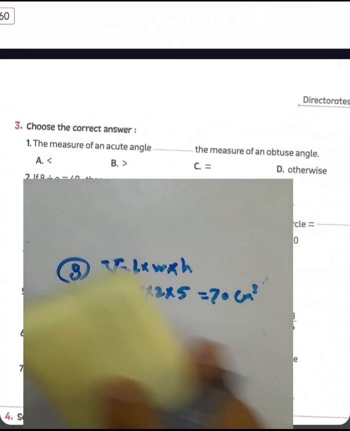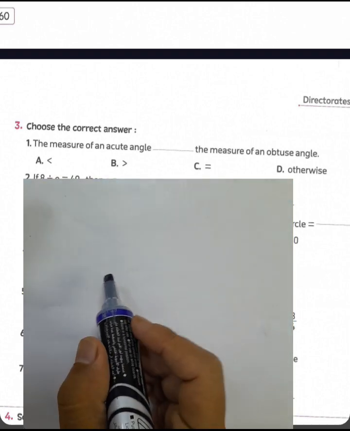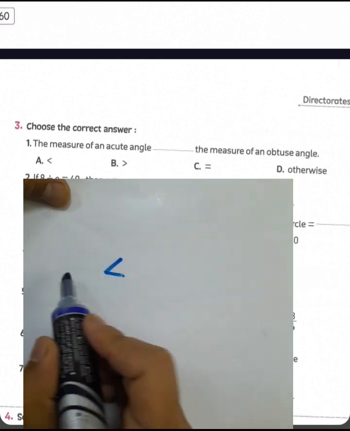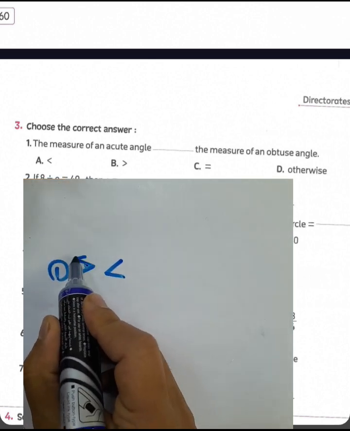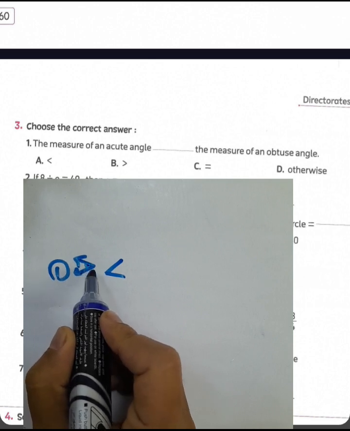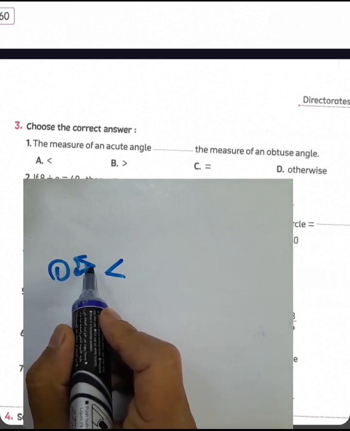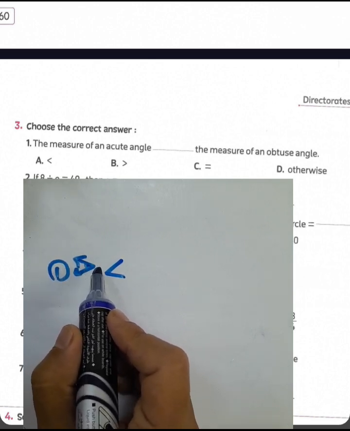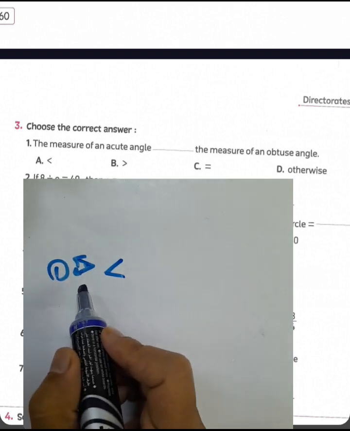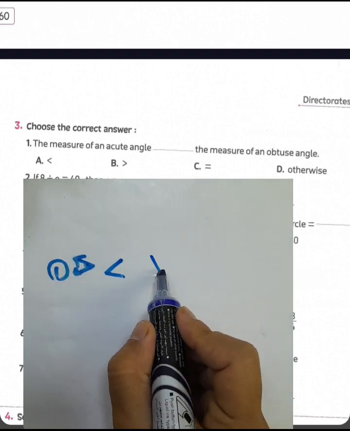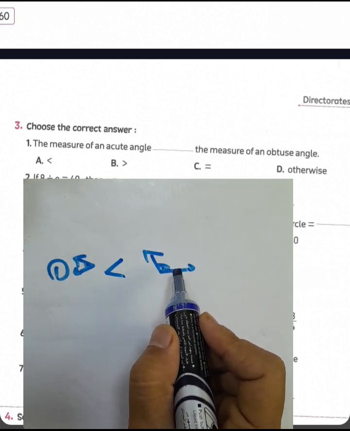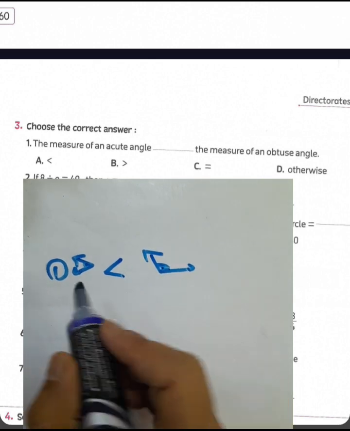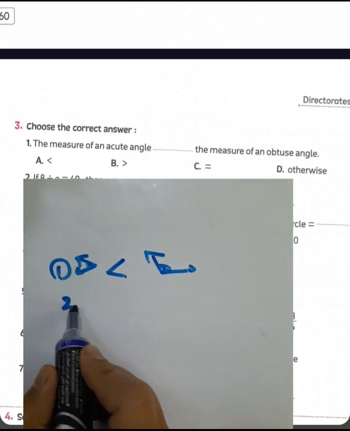The measure of an acute angle compared to the measure of an obtuse angle: the acute angle is less than the obtuse angle, because the measure of an acute angle is less than 90 degrees and greater than 0, such as 30 or 40 degrees, and the measure of an obtuse angle is greater than 90 degrees and less than 180, then we must write less than. Question number 2.